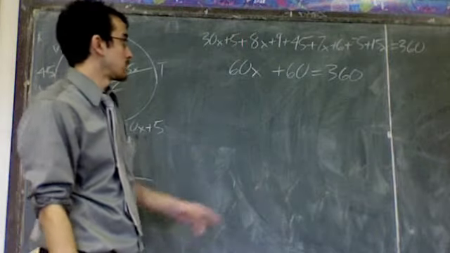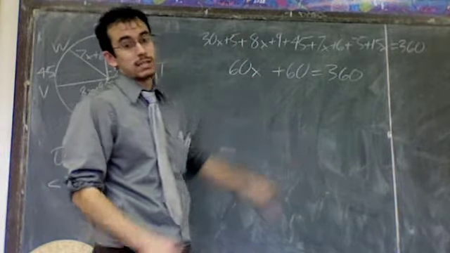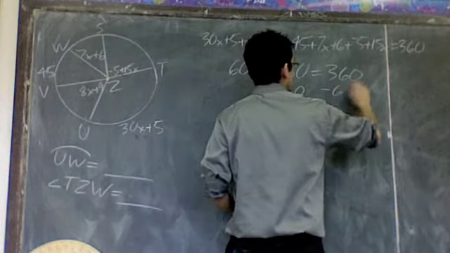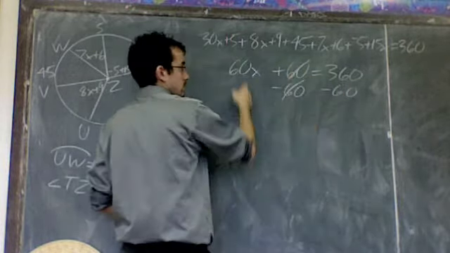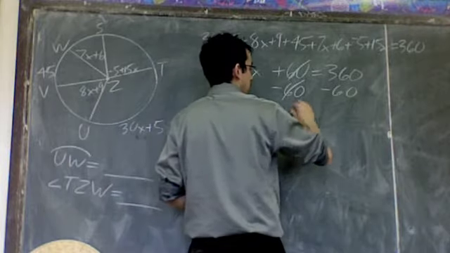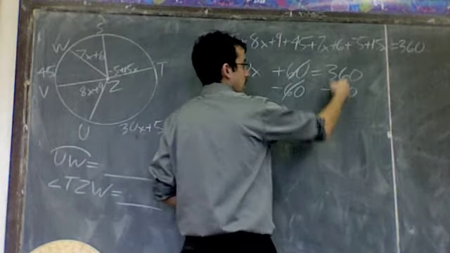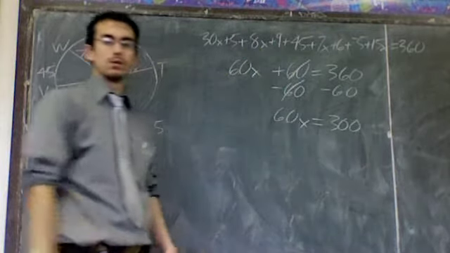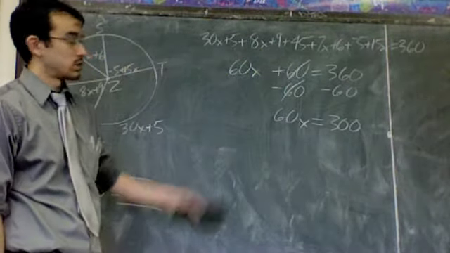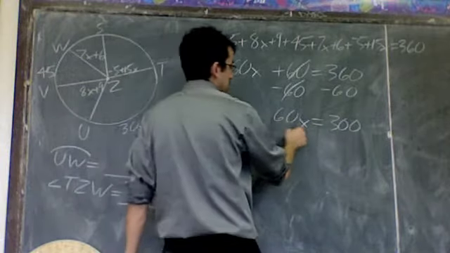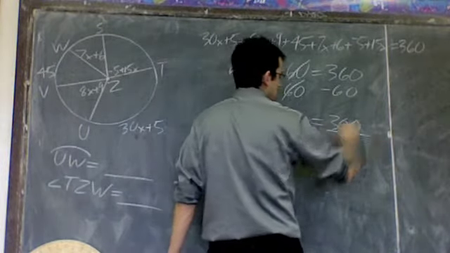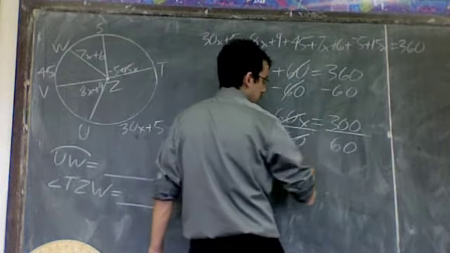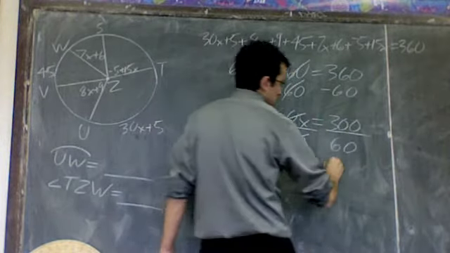We've done this a lot of times. To solve for x, you are adding 60, so to get rid of it, subtract the 60. You'll get 60x to come down, your equals will come down, and 360 minus 60 is 300. We still want x to be alone. Since x is being multiplied by 60, do the opposite: divide both sides by 60. You'll get that x is 300 divided by 60, which is 5.